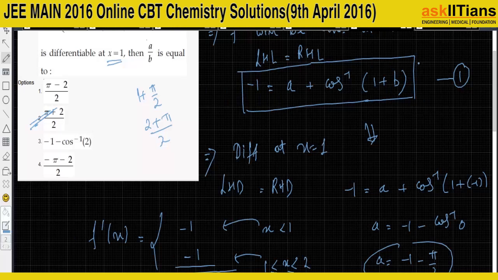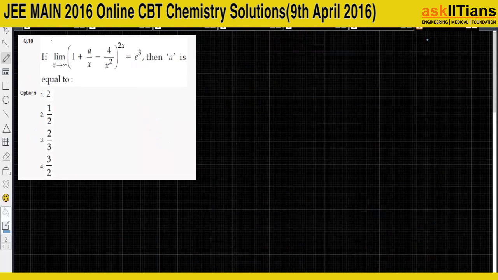So again this was a very easy question, just a continuity and differentiability question. Question number 10. Again the easiest question of JEE Mains. This was based on limits, and limits as usual is a very easy chapter, right? Every year there are easy questions from limits. So limits are always bonus.